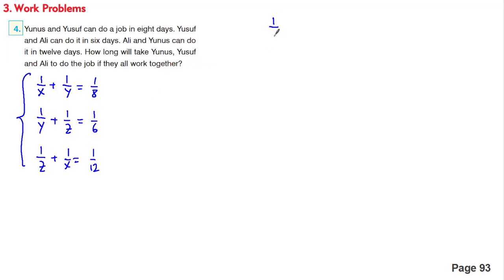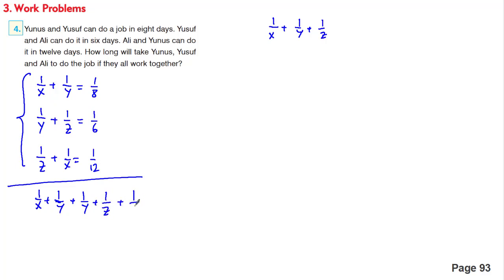Now, how long will it take Yunus, Yusuf, and Ali to do the job if they all work together? So that practically asks what is 1 over x plus 1 over y plus 1 over z. It's asking for the work rate. Now this is a special case of an equation. If you just add up all these sides, you get 1 over x plus 1 over y plus 1 over y plus 1 over z plus 1 over z plus 1 over x is 1 over 8 plus 1 over 6 plus 1 over 12.